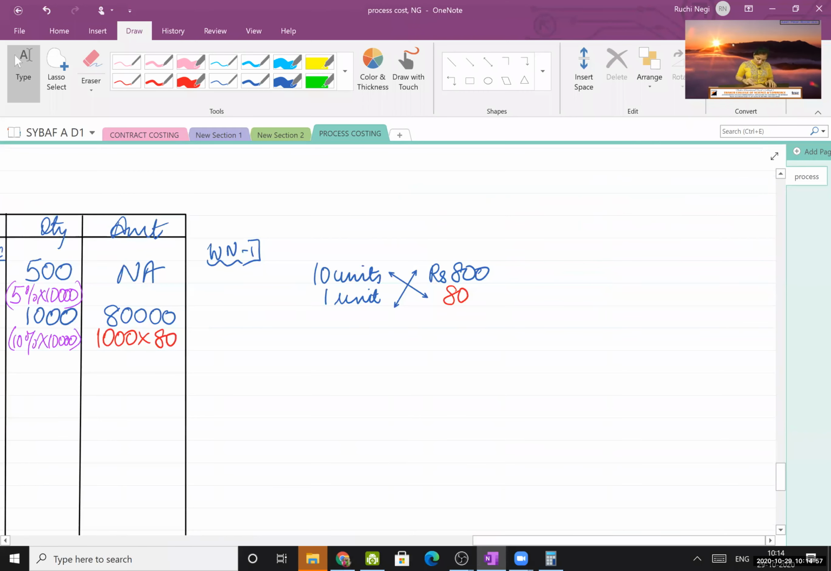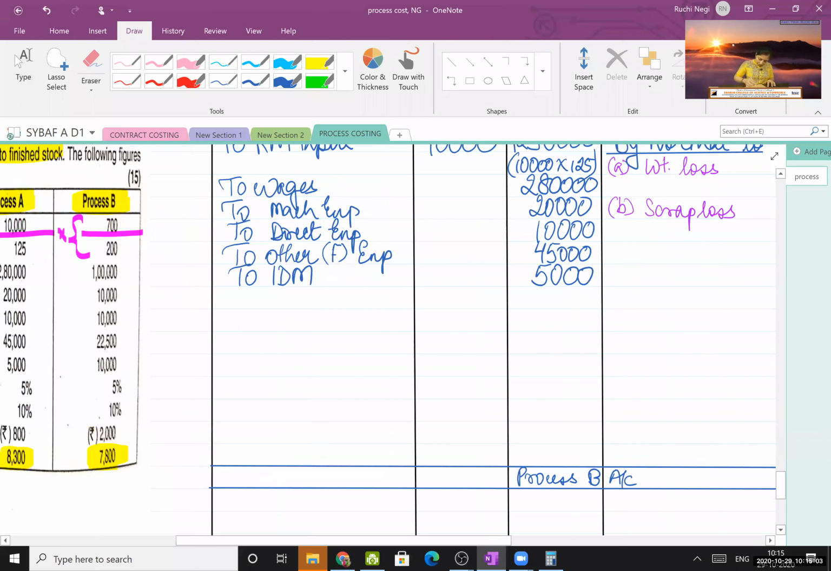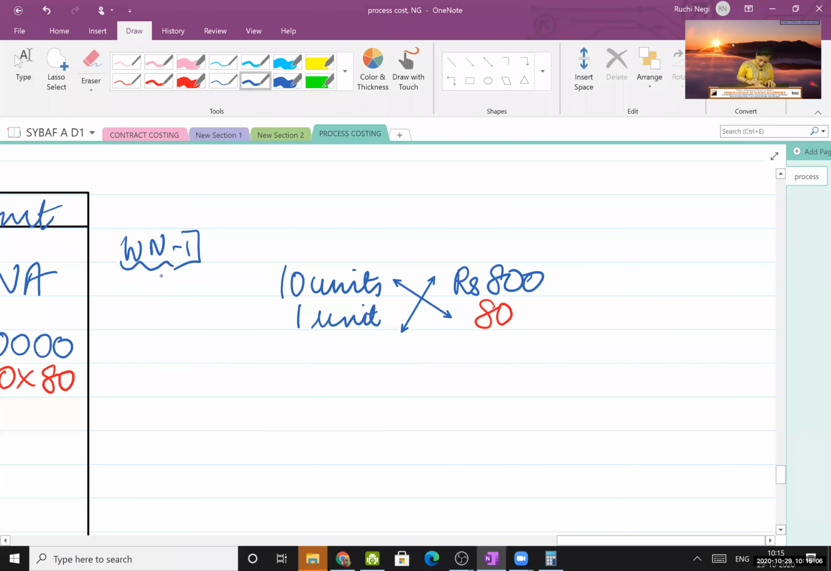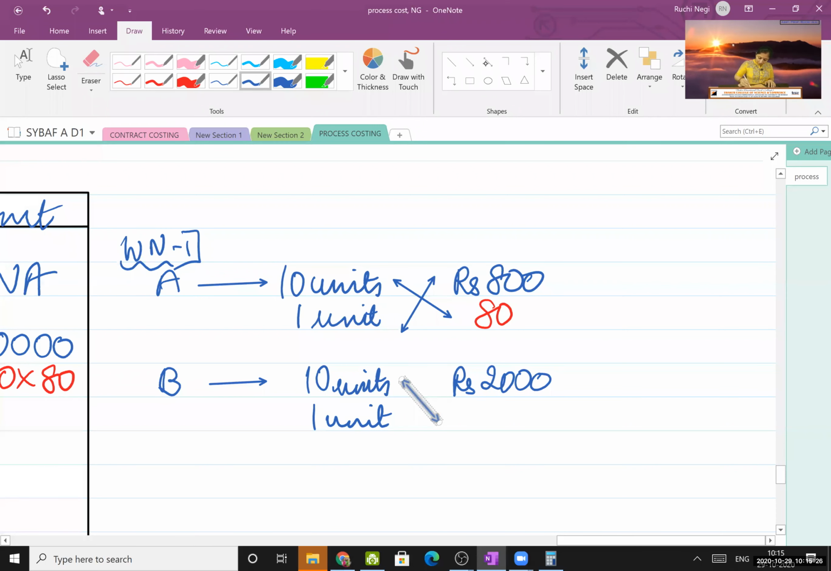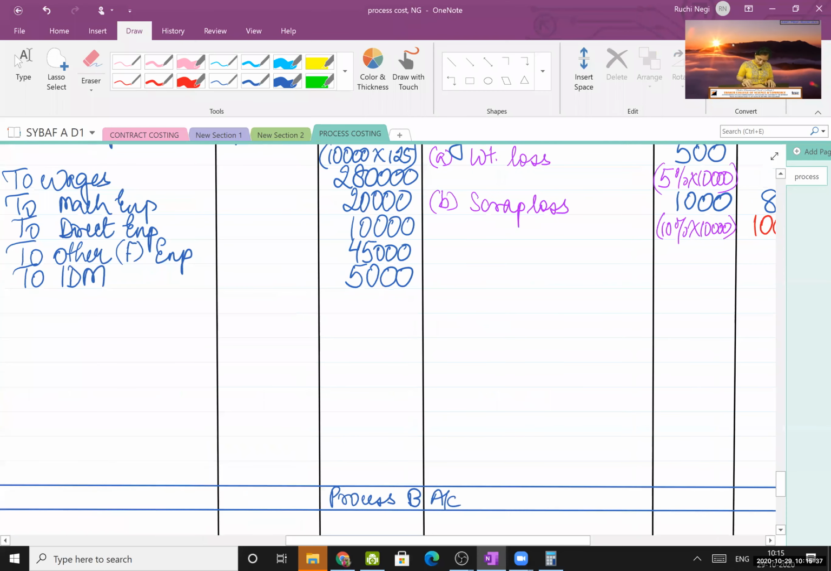ठीक है ना? और वो B के लिए भी अभी से निकाल के रख दो. B का कितना है? 2,000 है. This is for A. Same way, calculate for B. Okay. 10 units, 2,000. So for 1 unit, how much? The answer is 200. ठीक है?